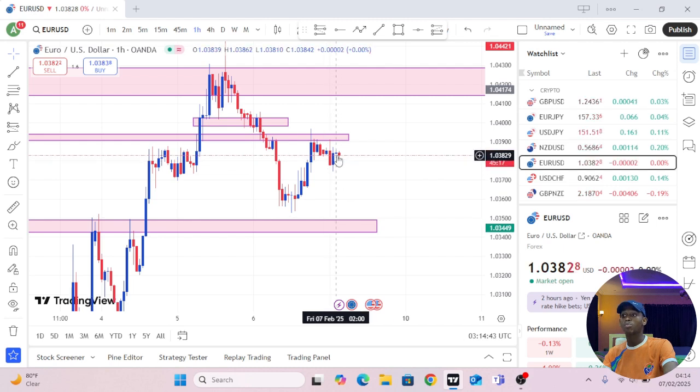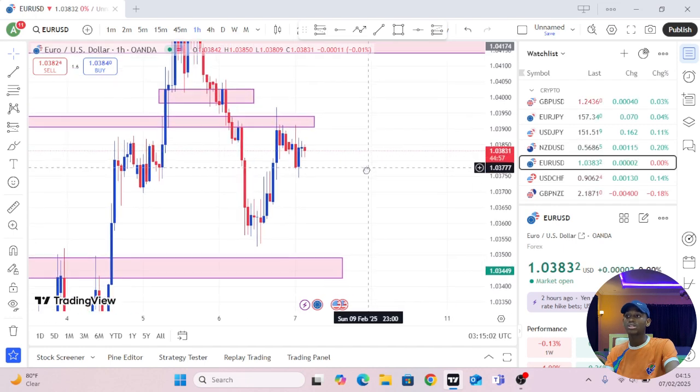It doesn't have momentum to move because this is Asian session. The London session has not started. Once London session starts in the morning, let's say from 9 a.m. to 10 a.m., it will have some momentum to most likely push it to the downside during London session.